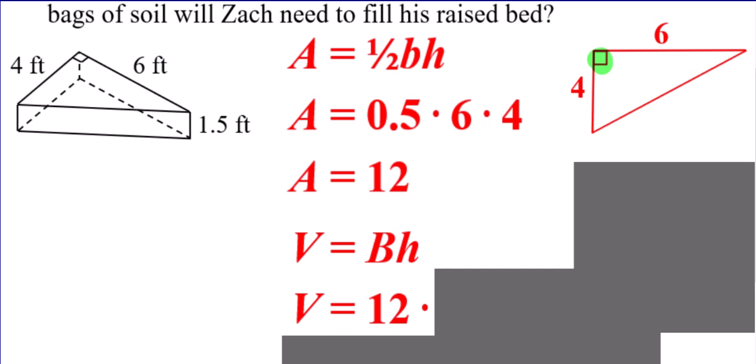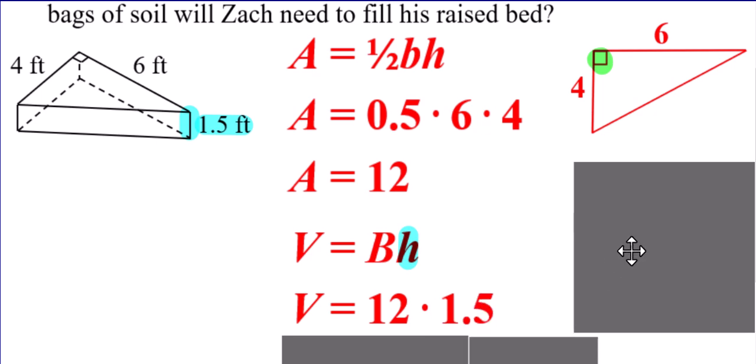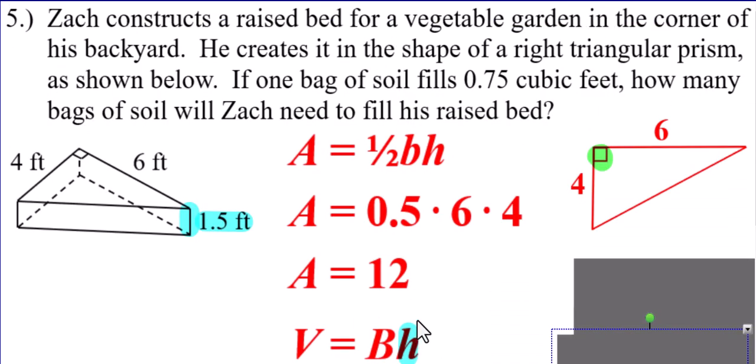I talked about this on problem number 1 with the candle. The H for the volume is the height of the prism, which goes between the two triangles. It's a very tiny little height of 1.5 feet. All right, multiply. You will get a volume for the raised bed of 18 cubic feet. Are we done? No. We need to find how many bags of soil that Zach needs to buy.